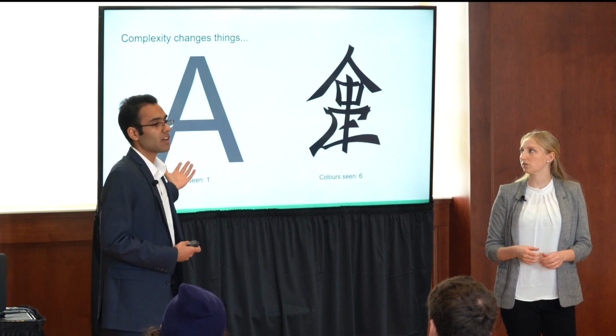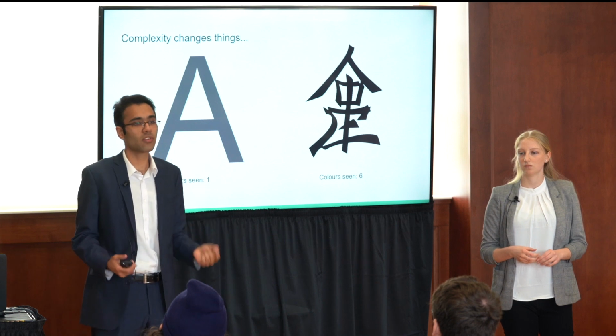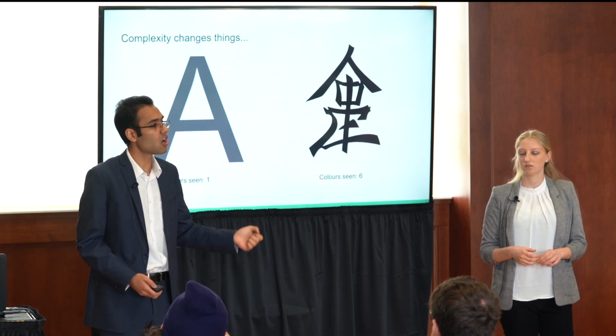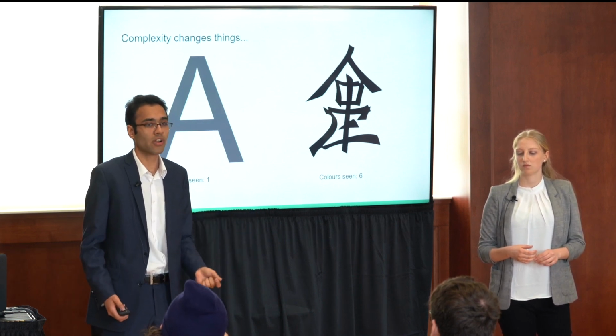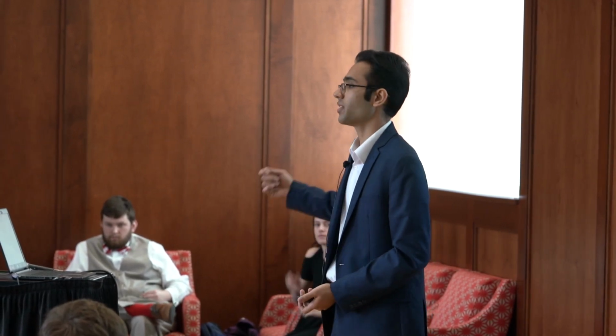Now, this graph shows what we wanted to test, which was the relationship between the complexity of the character and the amount of colors people saw. How we define complexity over here is by the number of strokes it takes you to draw a certain character. So the higher the number of strokes it takes to draw a character, the more complex it is.